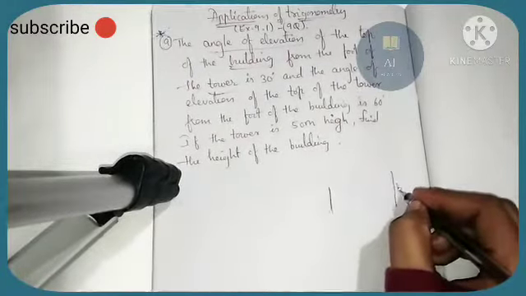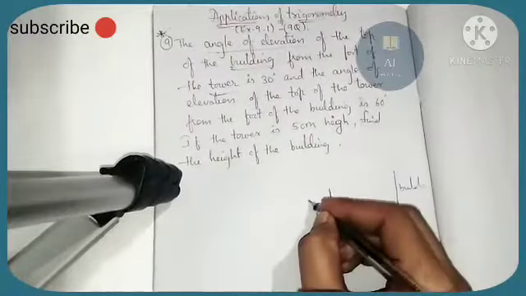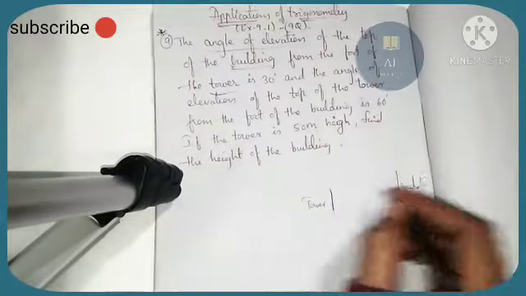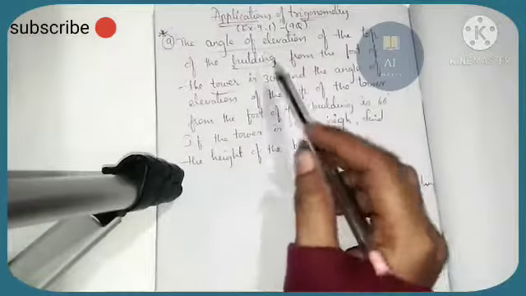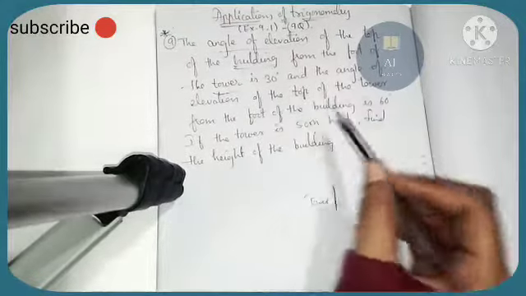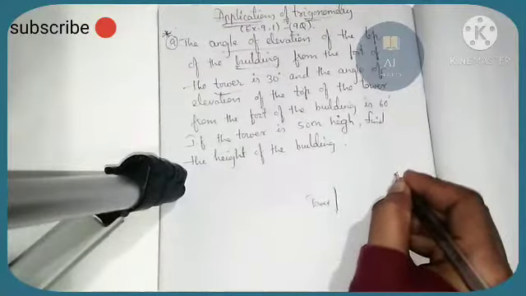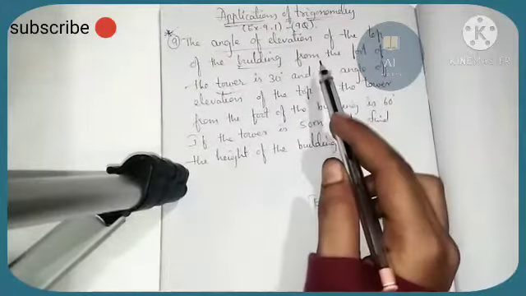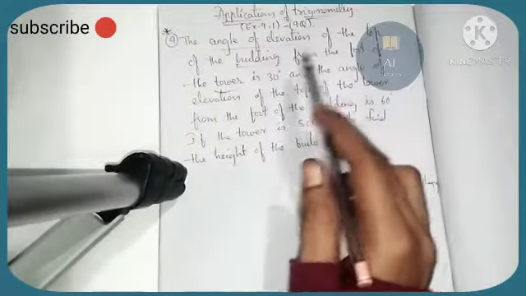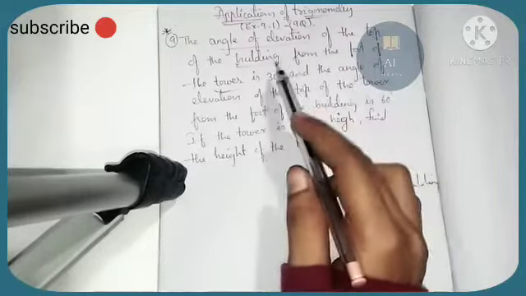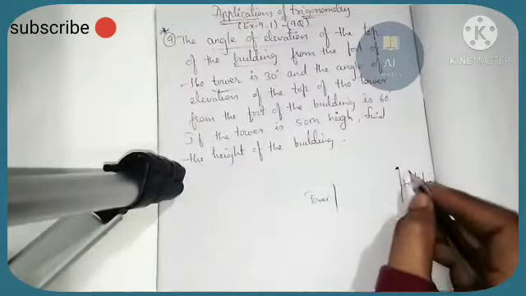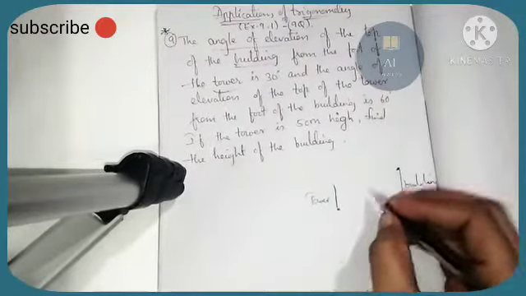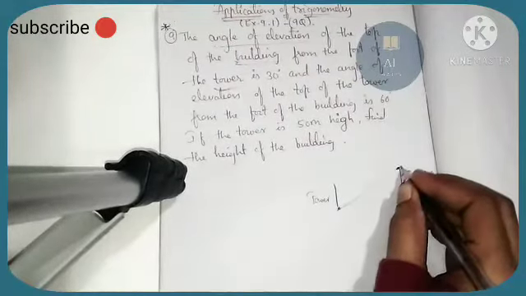So building and tower. So angle of elevation of the top of the building. So this is the top of the building. Angle of elevation we have to draw from this. So from the top of the building, from the foot of the tower. So here top of the building and foot of the tower, these two we have to join.